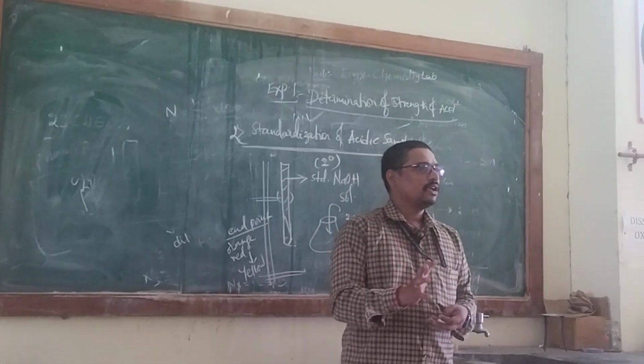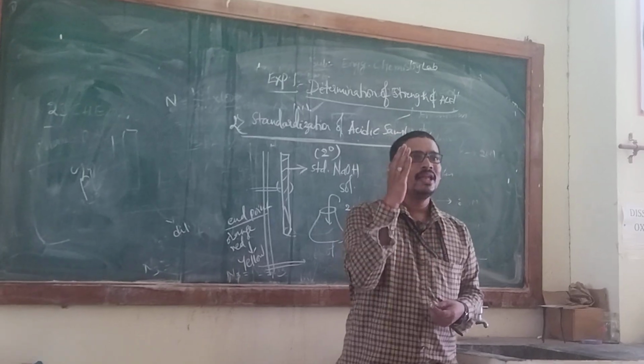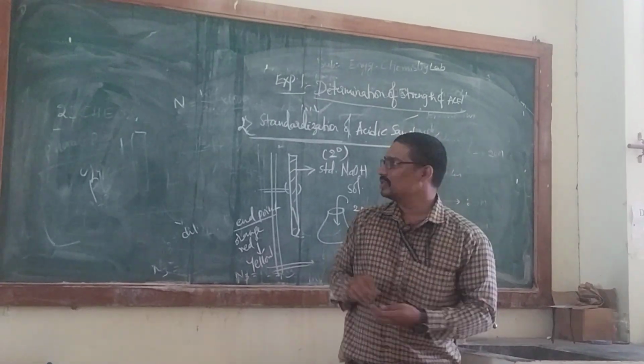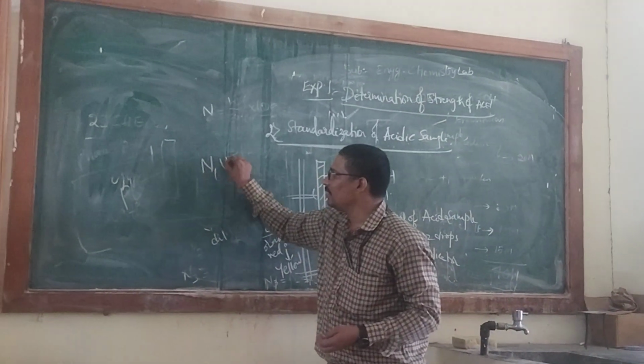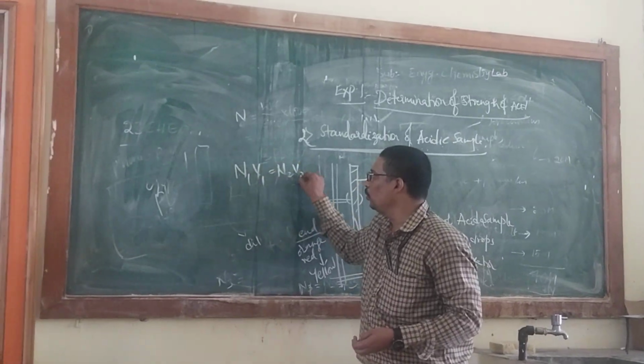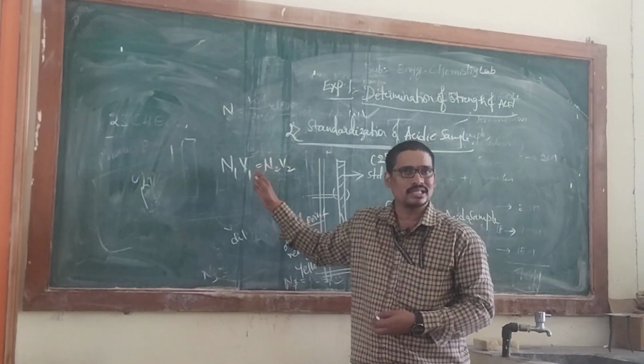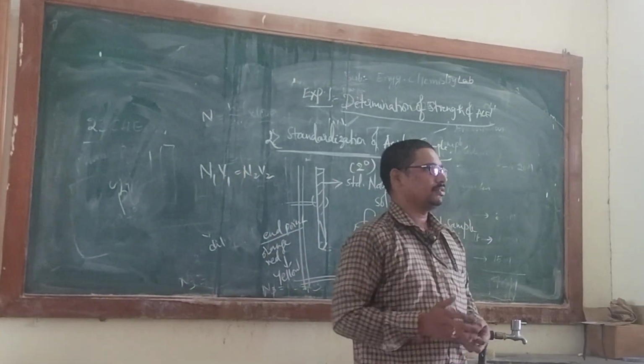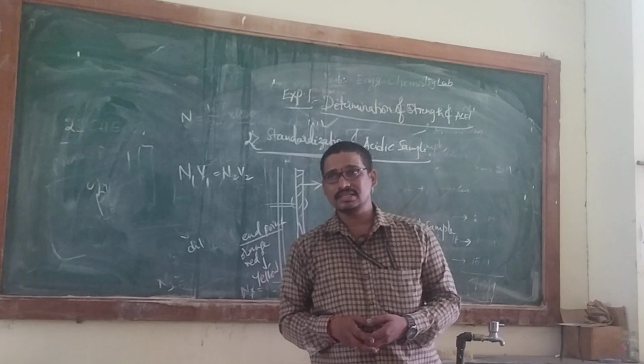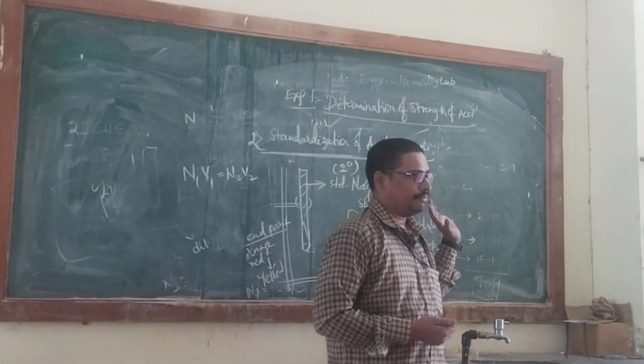From these 2 steps, we can determine the concentration of our acid sample by using the formula N1V1 = N2V2. Based on this calculation, we will get the concentration. Understood? So that is a very important step.